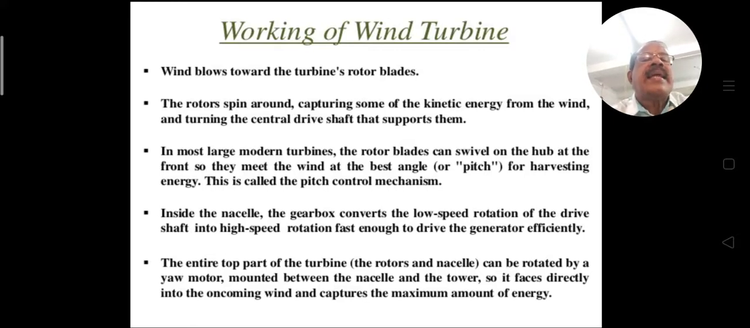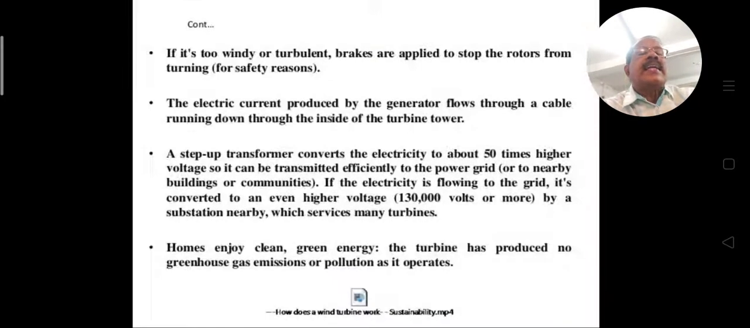The entire top part of the turbine, the rotor and nacelle, can be rotated by a yaw motor mounted between the nacelle and the tower. So it faces directly into the oncoming wind and captures the maximum amount of energy. This wind turbine captures the maximum amount of energy to convert the wind energy into electrical energy.